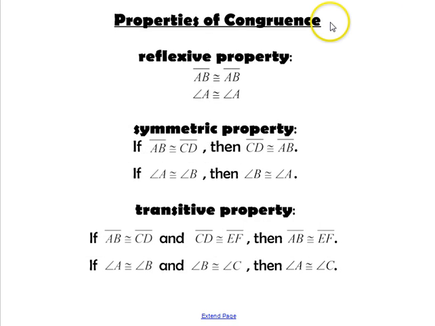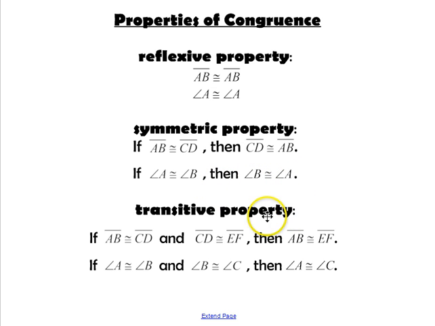When we're talking about properties of congruence, we just want to relate the reflexive, symmetric, and transitive properties to the segments and angles that we talk about in geometry. Remember, reflexive says that anything is equal to itself. So segment AB is congruent to segment AB. Angle A is congruent to angle A. The symmetric property says that if segment AB is congruent to segment CD, then segment CD is also congruent to segment AB. So we're just saying it in a different order. If angle A is congruent to angle B, then angle B is congruent to angle A.